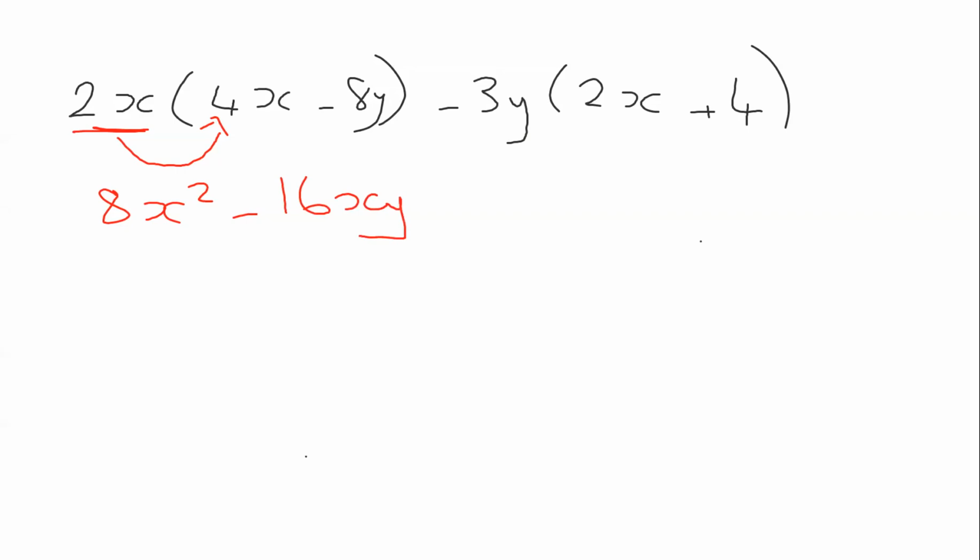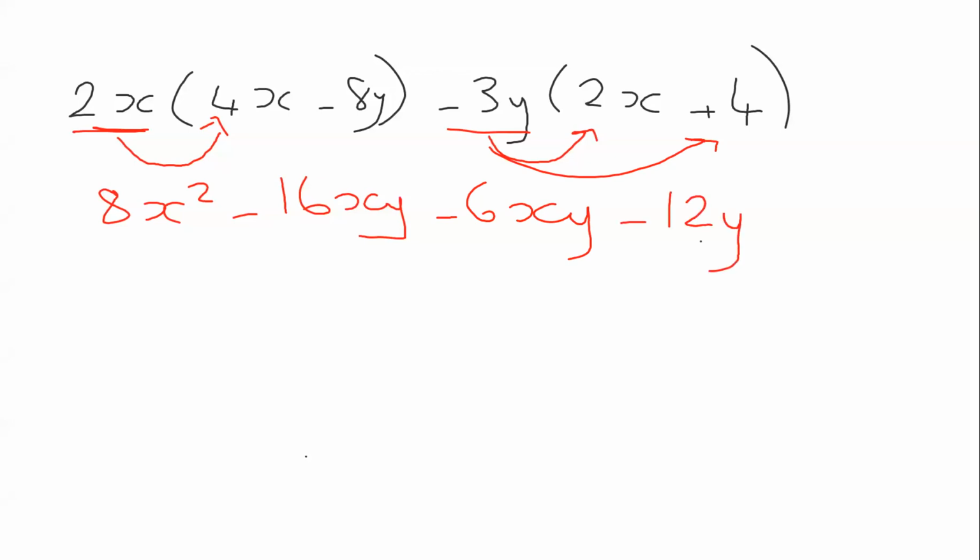Who else? Who can continue? Teacher, can I? Yes, sure. Negative 3y being multiplied by 2x, it's going to get negative 6xy. Thank you. Excellent. Who else? Who will give me the last one? Come on. Negative 12y. Exactly. Perfect. Negative 12y. Perfect.